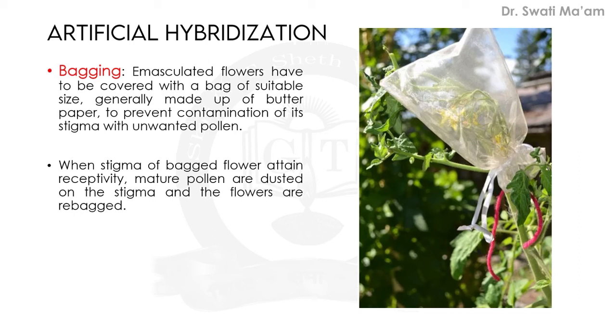Generally this bag is made of butter paper, as you can observe here, or a cloth can also be used, just to prevent contamination of the stigma with unwanted pollen. This process is known as bagging. So first emasculation is done and then bagging is done.